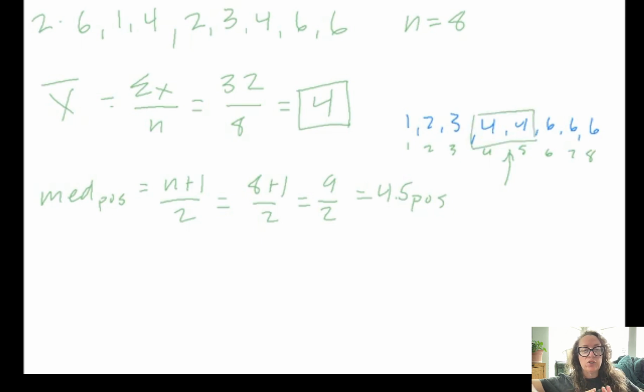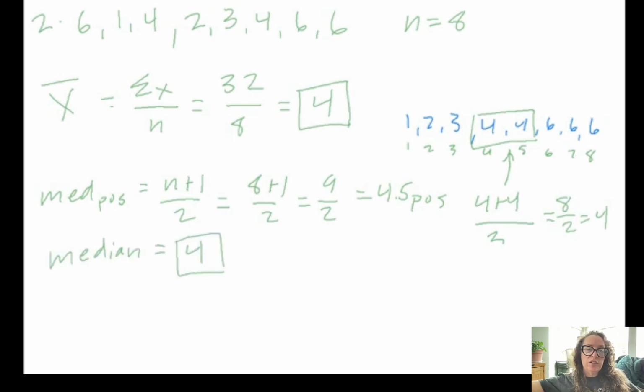But remember, we have to do a central tendency problem within a central tendency problem. What you want to do here is get the average of these two scores, so we use the mean formula again. We add these two scores together, divided by 2 because there are two scores, and we get 8 divided by 2 equals 4. So our median is equal to 4.